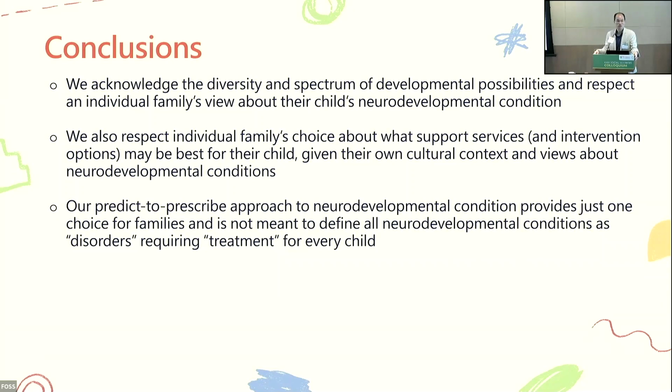So again, some parents just don't think that they need to predict. Some parents think that autism is just fine. Some parents think that hearing impairment is just a culture and there's no need for any sort of intervention whatsoever. And here we will respect the choices the parents would make for their own child within their own cultural context.